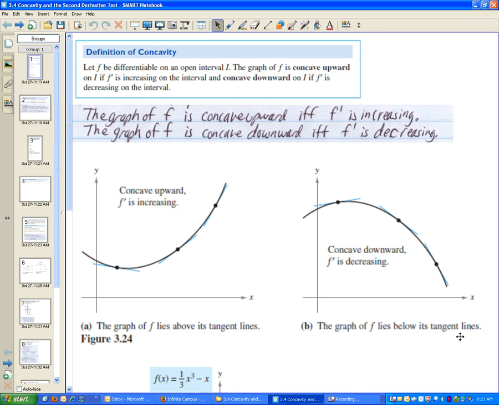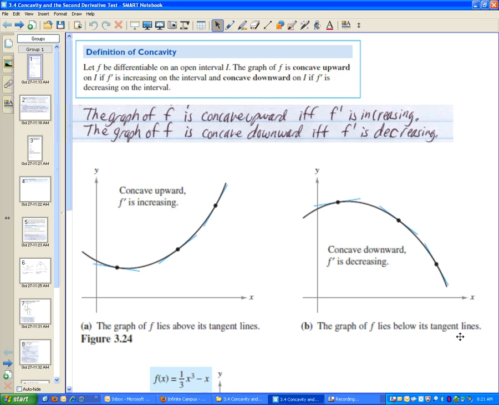Okay? The definition is, let f be differentiable on an open interval. The graph of f is concave upward on the interval if the derivative is increasing on the interval, and concave downward on the interval if the derivative is decreasing on the interval. So the graph of f is concave upward if and only if f prime is increasing. The graph of f is concave downward if and only if f prime is decreasing.